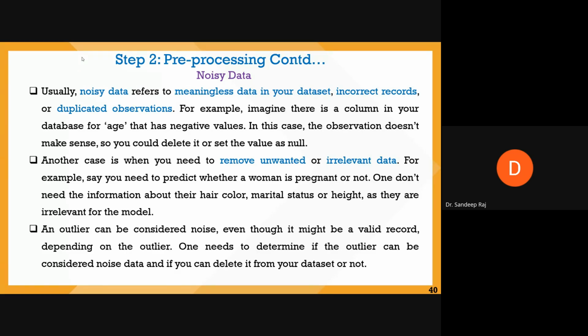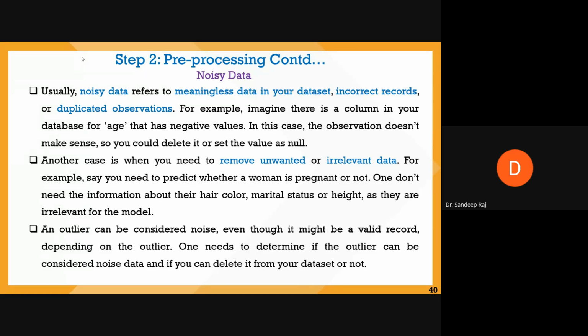Another case is that we need to remove the unwanted or irrelevant data. For example, we need to predict whether a woman is pregnant or not. One would not need information about their hair color, marital status, or height, as they are irrelevant to the model. An outlier can be considered as noise, even though it might be a valid record, depending on the outlier.